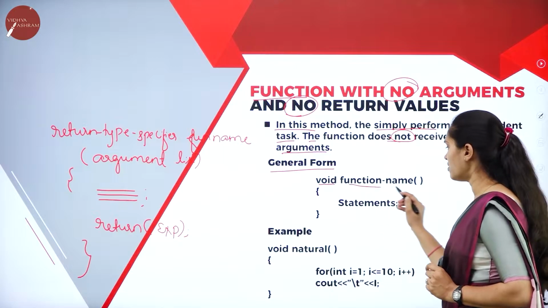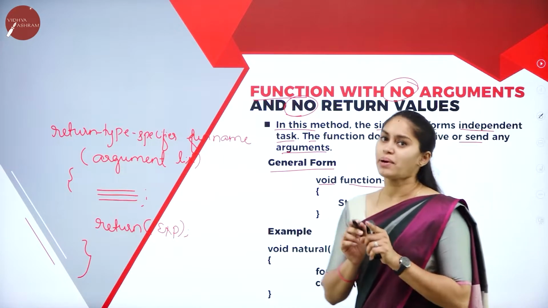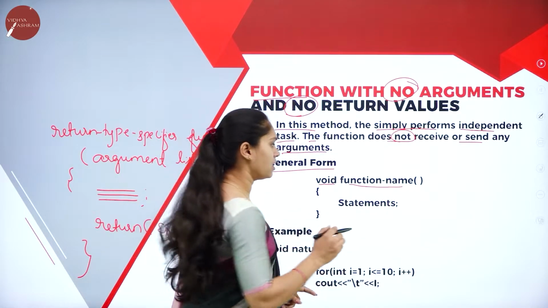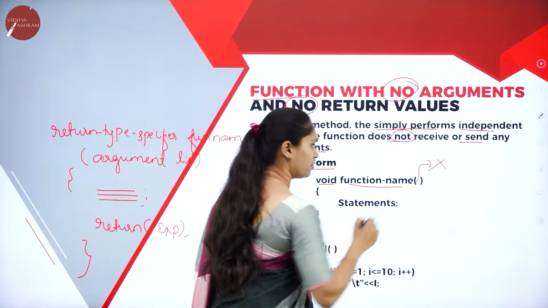Okay. Next we have a function name. And within the parentheses, I need to specify the list of arguments. But here, what is the argument list? Empty.